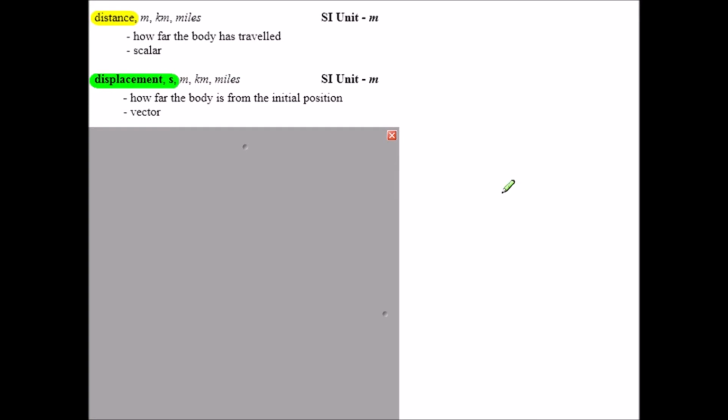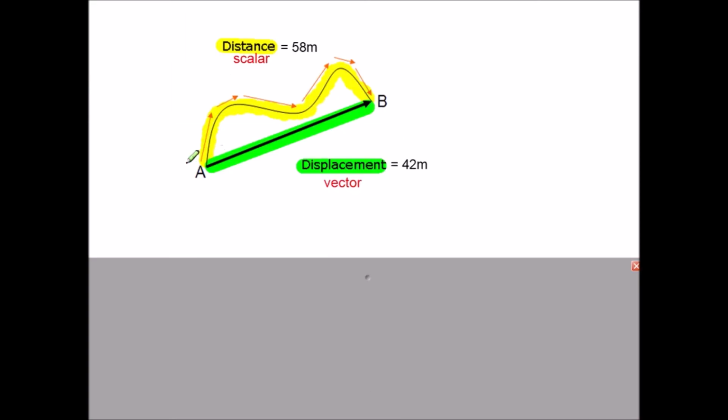The basic units for distance and displacement are the same. The SI units are meters. In this example, if somebody travels from A to B along this path, the distance travelled is 58 meters, and that's a scalar quantity. Distance does not take the direction into account. We're just looking at the total distance travelled from A to B, the length of this curved path.